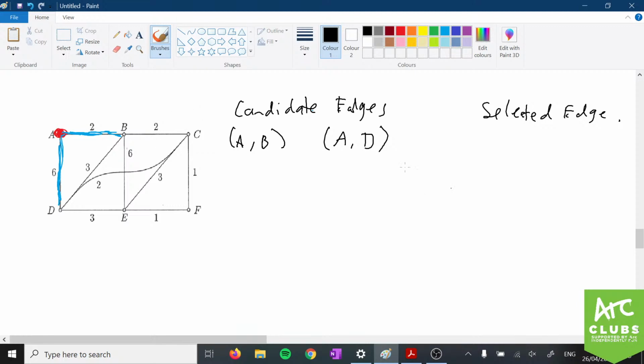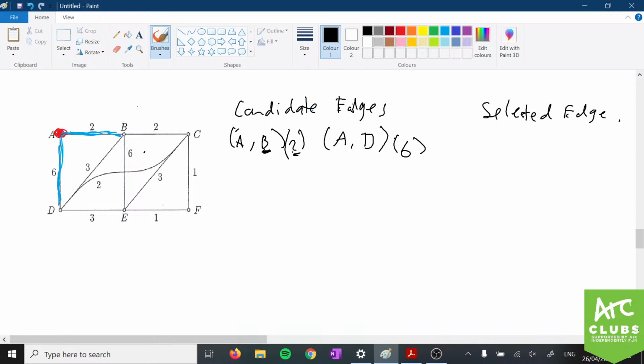We assign them a number, and for AB it's 2. This 2 just represents the distance from our starting point to this vertex. That's just 2 right now, because from A to B is just the edge weight 2. And for AD, similarly, it's 6.